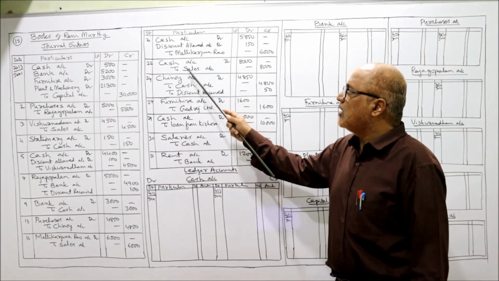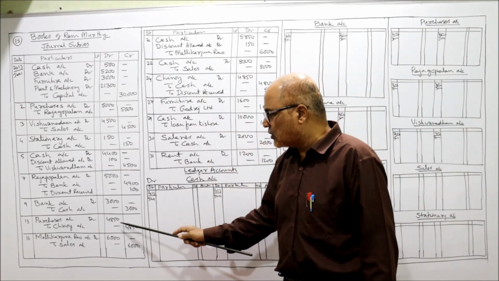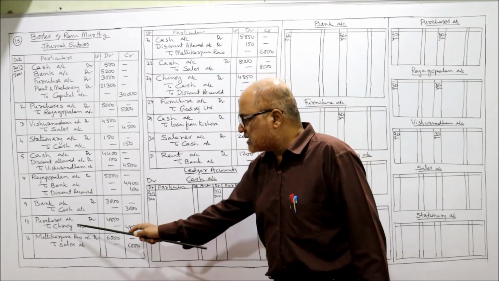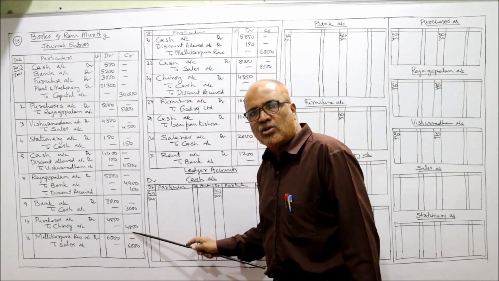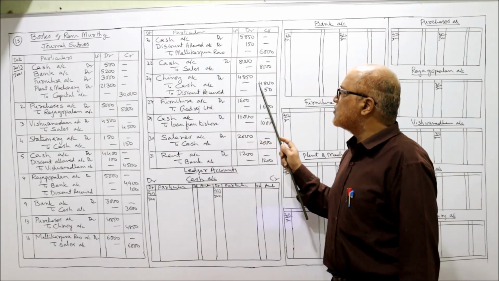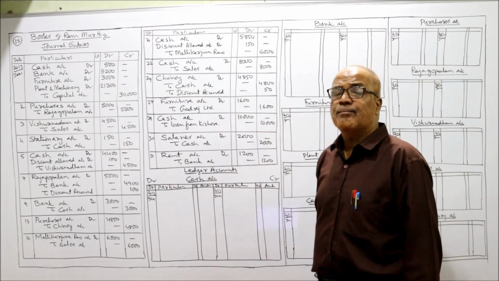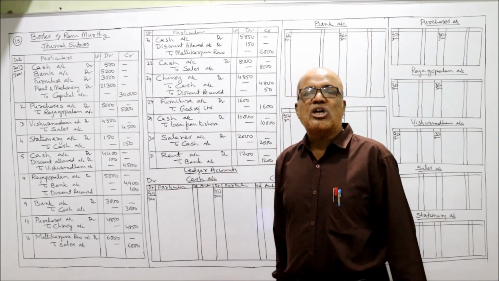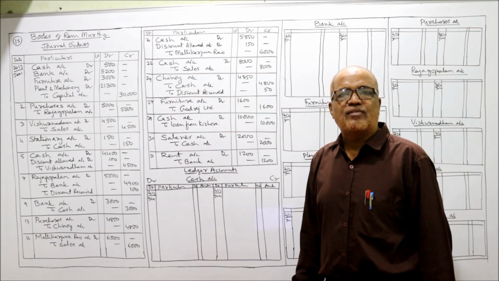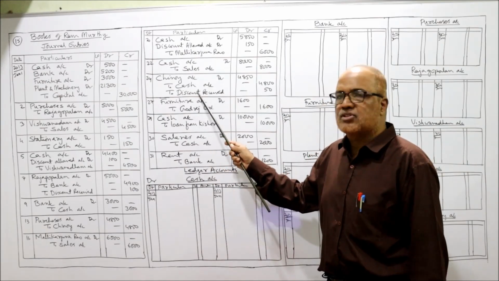So entry: Chennai account debit 4,850. Actually we have to pay 4,850 to him. His account was credited by 4,850. Now his account will be debited by 4,850, to cash 4,800, to discount received 50. Being amount paid to Chennai in full settlement of his account, or being cash paid and discount received.